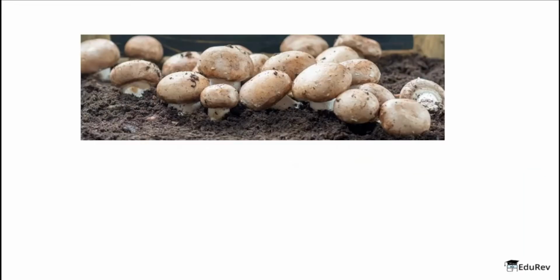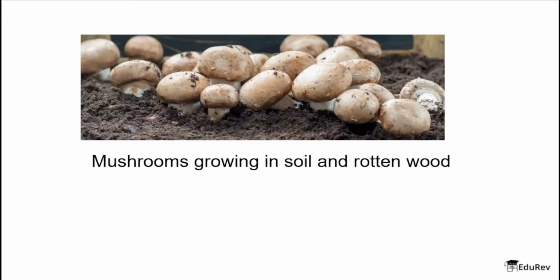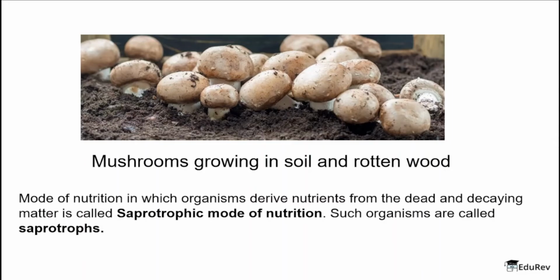Also, we have mushrooms, and we know that mushrooms grow in soil and in rotten wood. Okay. So in case of mushrooms and fungus, there is another mode of nutrition which is called the saprotrophic mode of nutrition, in which the organisms depend upon dead and decaying matter for their nutrition requirements. So how does the saprotrophic mode differ from the heterotrophic mode? Both are depending on other species. In case of heterotrophic, they depend upon living species, whereas in case of saprotrophic, they depend upon non-living species for the nutrition requirements.